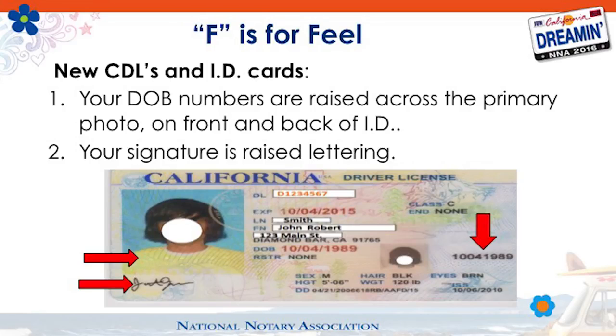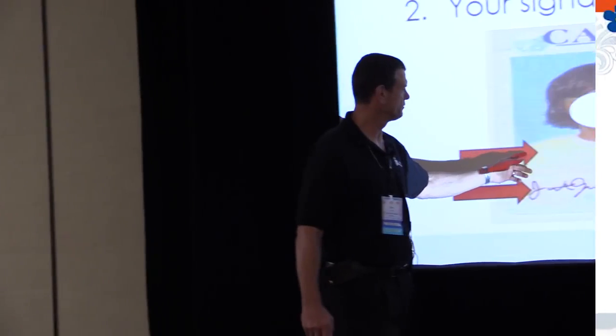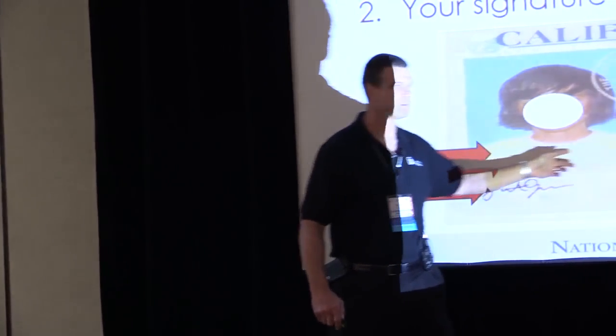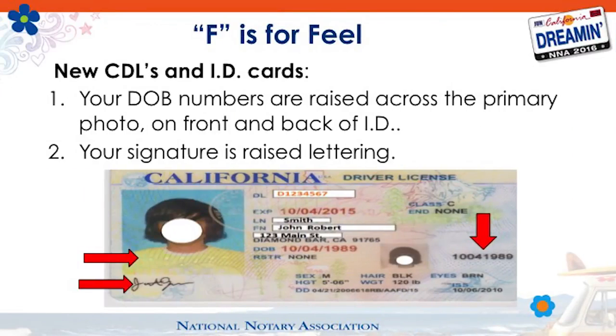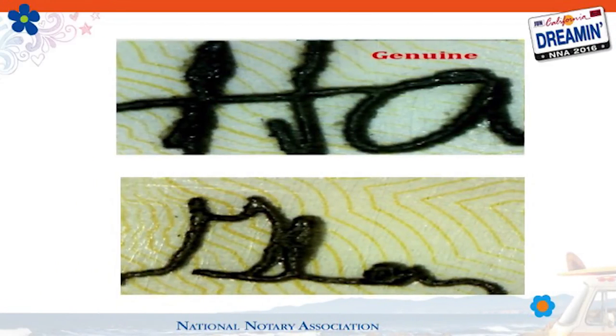On the new California driver's licenses, they've got some security features you feel. If you feel right here, you'll see their date of birth is raised up like Braille. You can feel that raised up, all right? Their signature is raised up. You feel that. The date of birth over there is raised up. It's a little rough, okay? If you look at it real close, it looks like this.